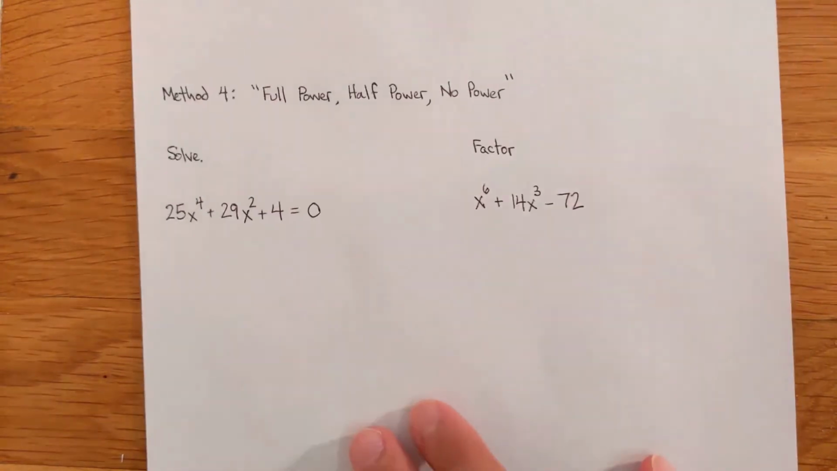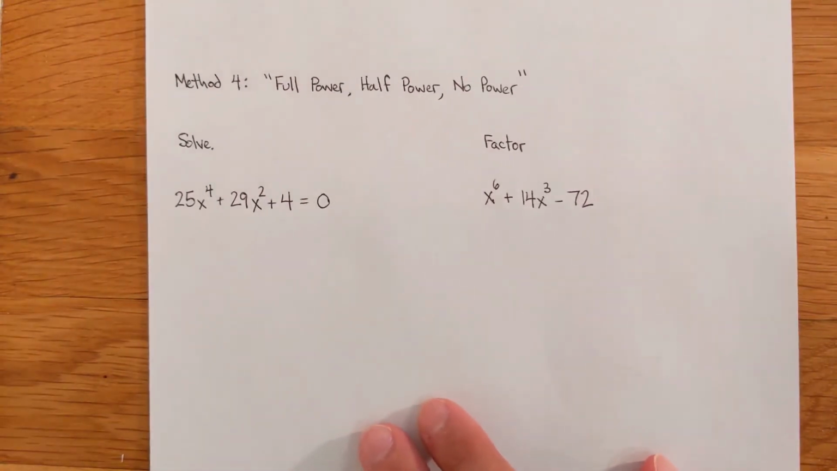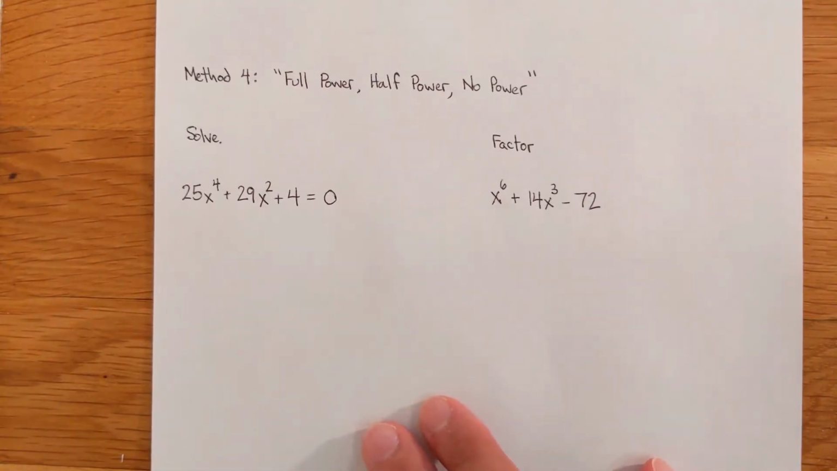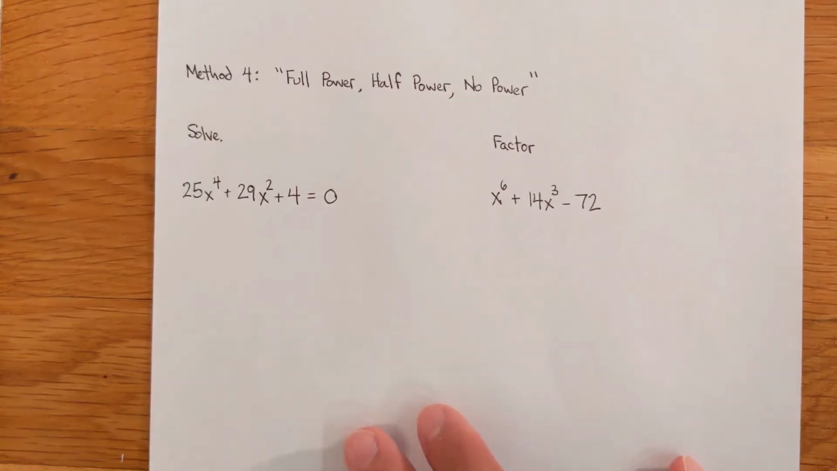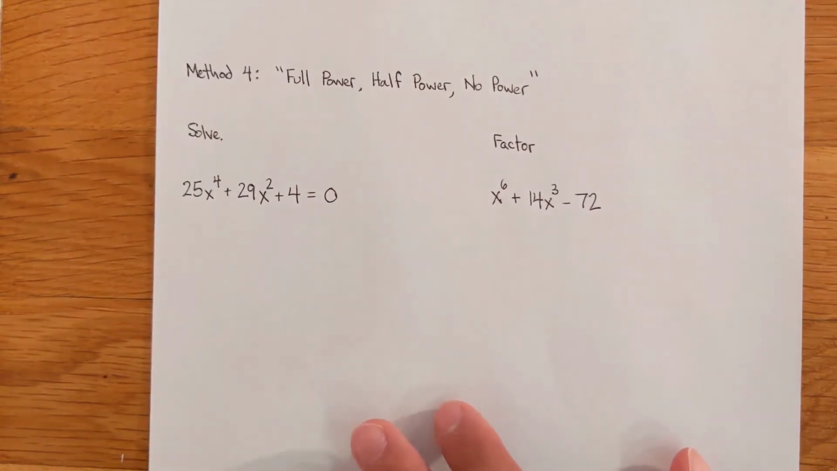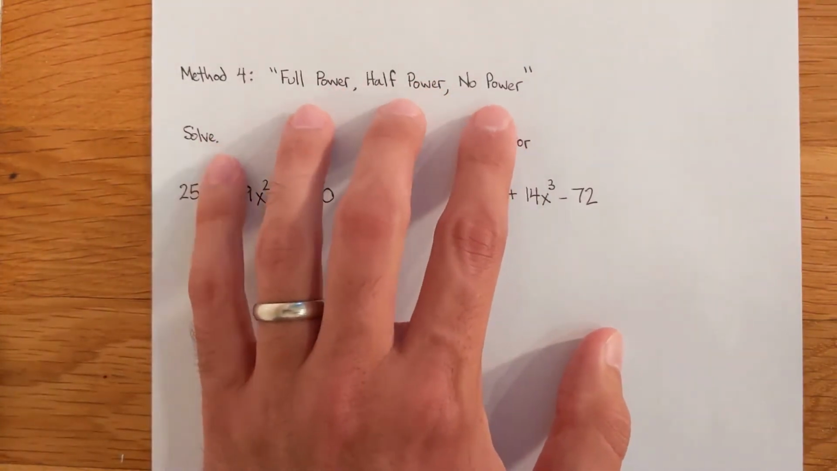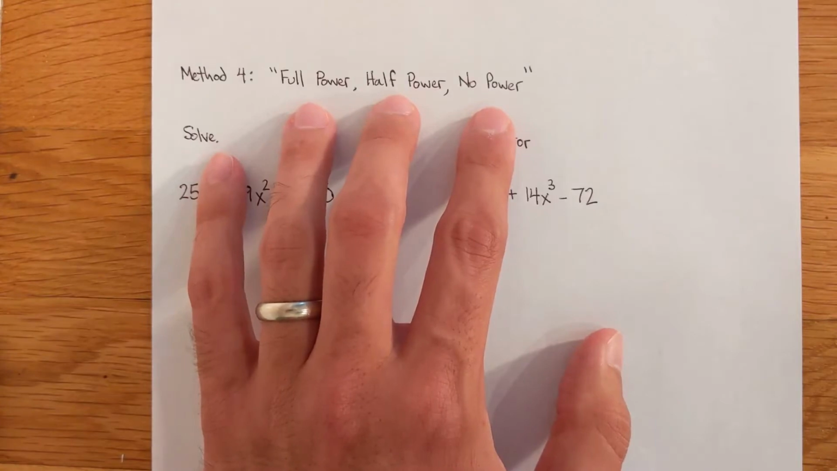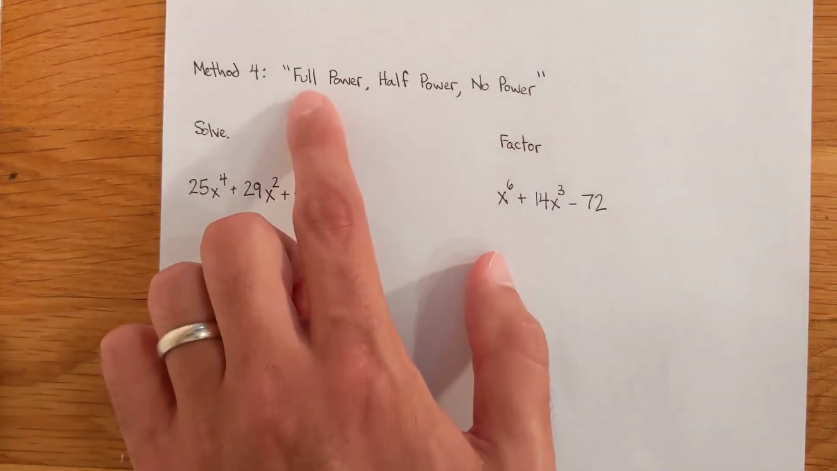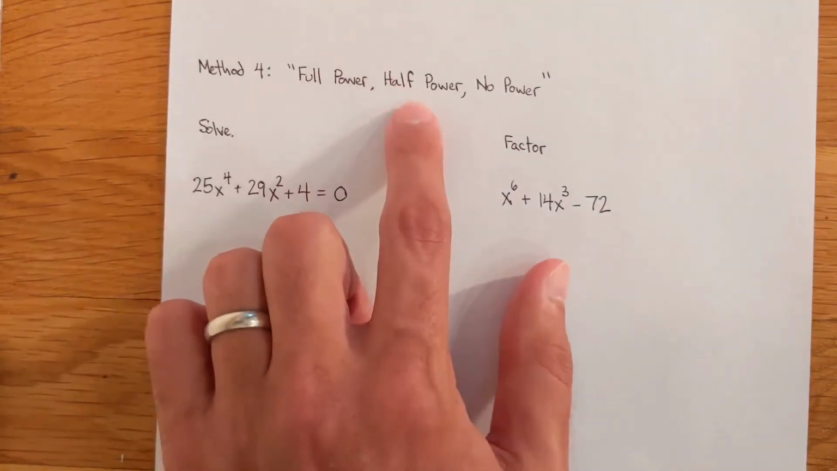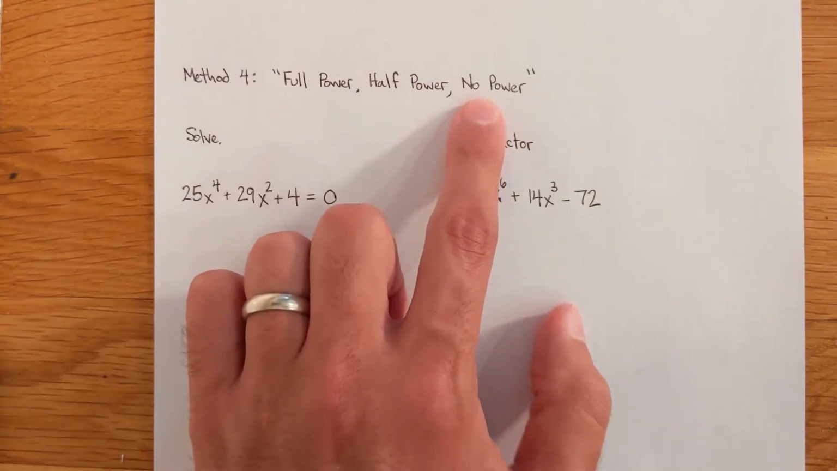We have one more factoring trick, and by no means is this the last way you can factor polynomials. It's just we're focusing on 4 in this class. In later lessons, we'll learn other strategies besides factoring for solving polynomials, but for now, we just have one more method to talk about. And this is my own made-up name, but I think it's more helpful than the real name. The real name is called quadratic form, but with a problem like this, I call this the full power, half power, no power rule.